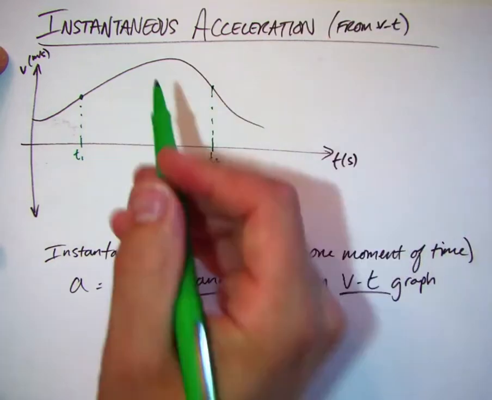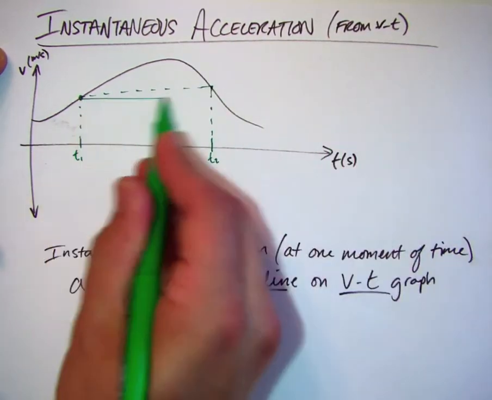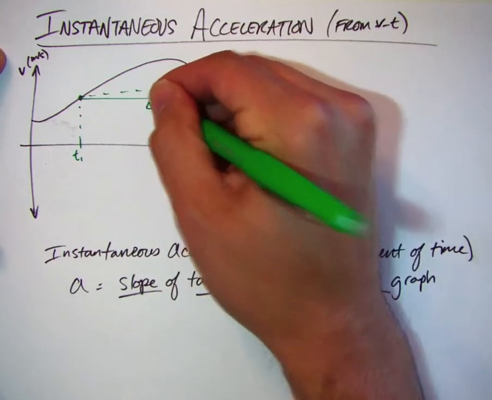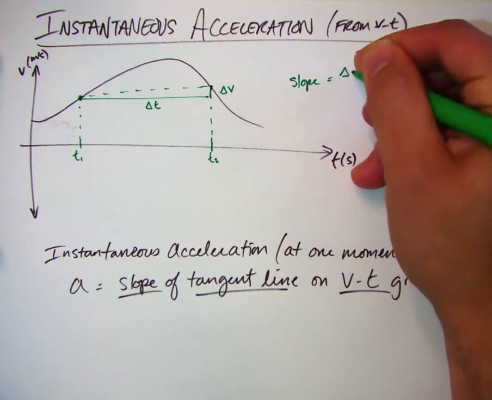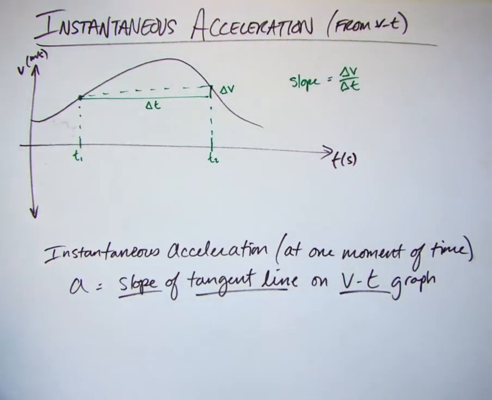I would connect the 2 points and I would find the slope, the delta V over delta T, which is my acceleration, my average acceleration.